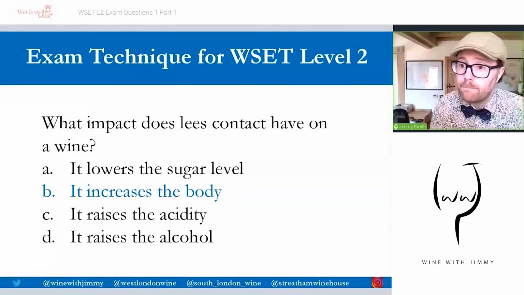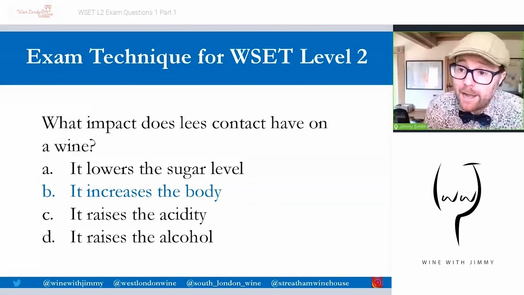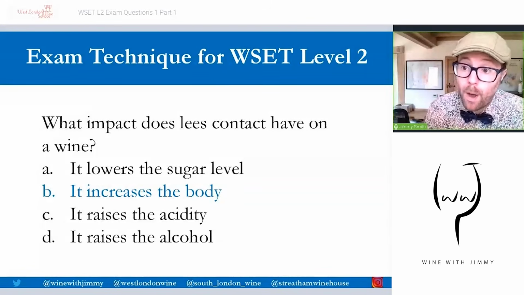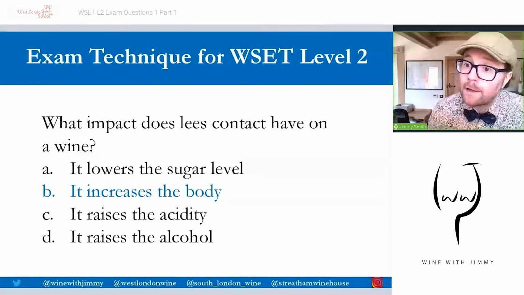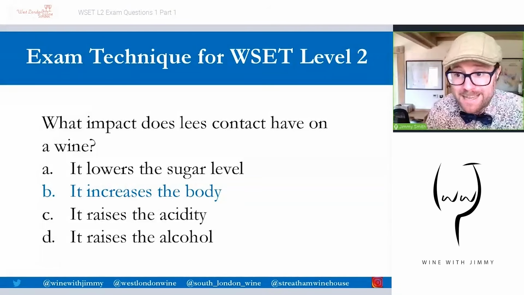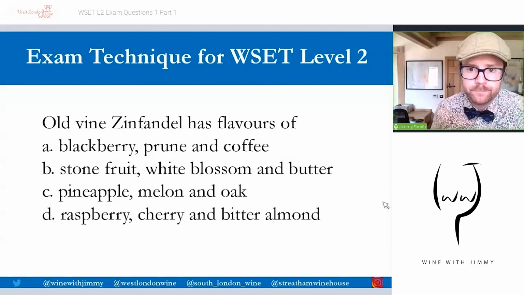It increases body. So if wines have lees contact after being made, so this might be 6 months after being made, 12 months, even longer, then they will gain more texture and more body. So for example, when you're talking about the body on the tasting, you might be putting more medium or even full due to these conditions.